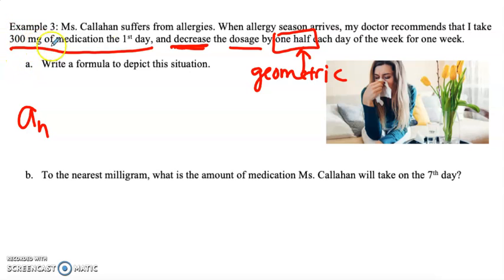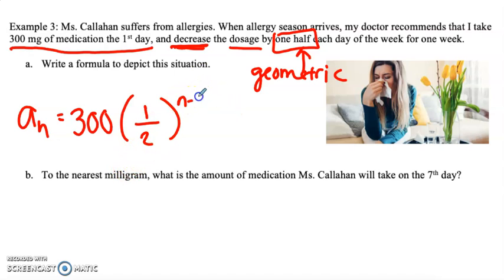So 300 milligrams is my first day, that's my starting point, so that's my a sub 1. Then I need my common ratio, okay? 1/2 is going to be your common ratio. Again, you can use 0.5 if you want to, up to you. And then you've got your n minus 1 for your formula. So this would be a nice formula or an equation to depict what is happening, okay?